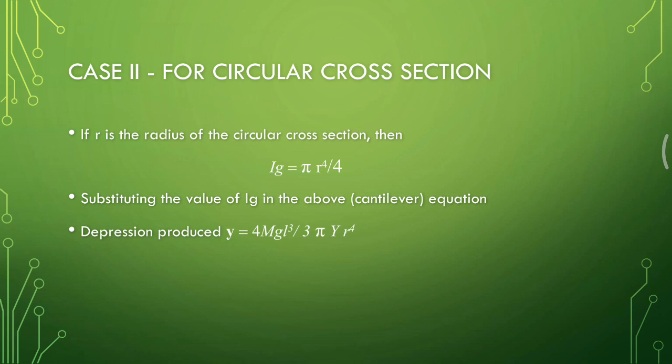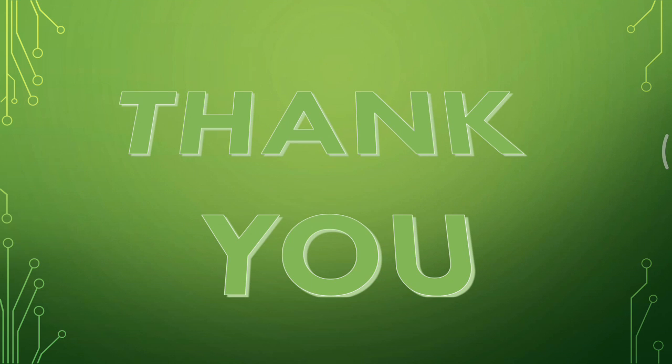Then if this happens to be a circular cross section, and R is the radius of the circular cross section, then IG is equal to pi R to the power of 4 by 4. Substituting the value of IG in the above expression, the depression produced is given by y is equal to 4mgL cube divided by 3 pi Y R to the power of 4. This is the expression for circular cross section. Thank you.